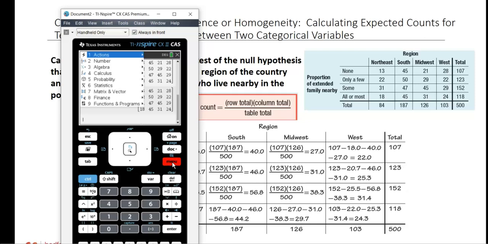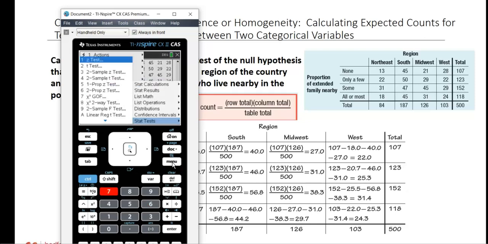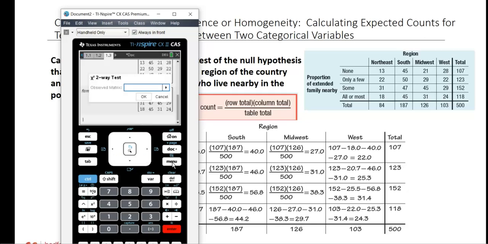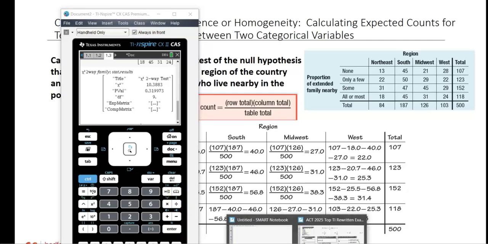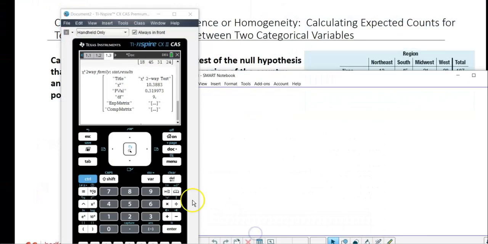So you go to menu, 6, 7, because it's definitely a test. And there it is. It's not goodness of fit. This is a two-way table, two-way test. So chi-squared two-way test. All you put is the observed matrix, which is called family for me, and it gives me everything. Chi-squared, 10.383. So just to remind you about chi-squared, chi-squared is always skewed right.